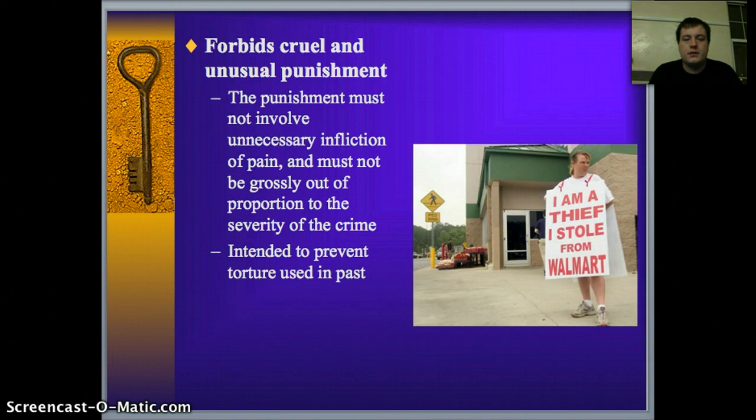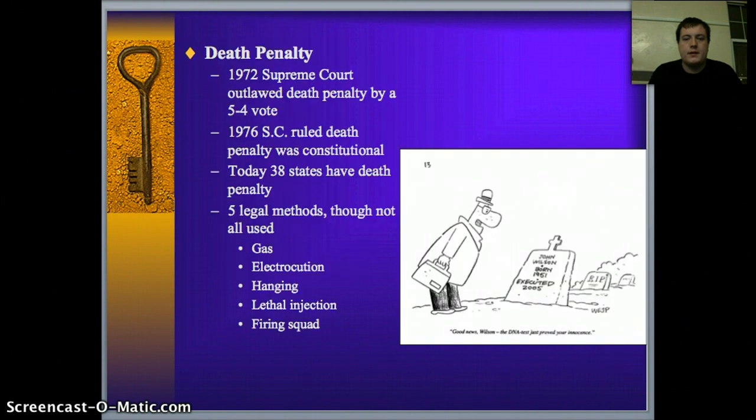Punishment avoids unnecessary infliction of pain. The death penalty was ruled unconstitutional in 72, reinstated in 76. 38 states have it, and there are five methods by which you can be executed.